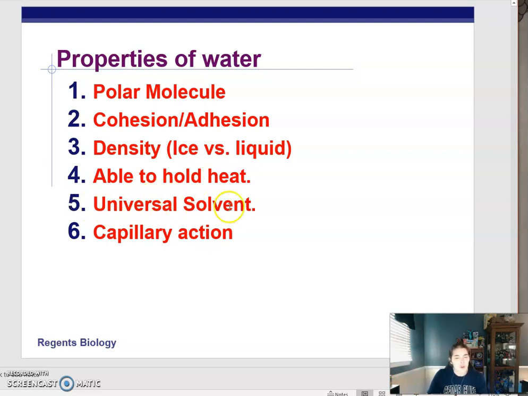It's a universal solvent. So solvent just means it dissolves anything. Just about everything will dissolve in water if you give it enough time. If you think about the Grand Canyon, the paths and the channels in the rock were carved by water. So water can do stuff. And then capillary action. That is how like water moves up a tree. Is water can get pulled from area of high to low concentration. If you thought about if you have a paper towel and you put water on the corner of it, the water will absorb through the paper towel. That's capillary action.